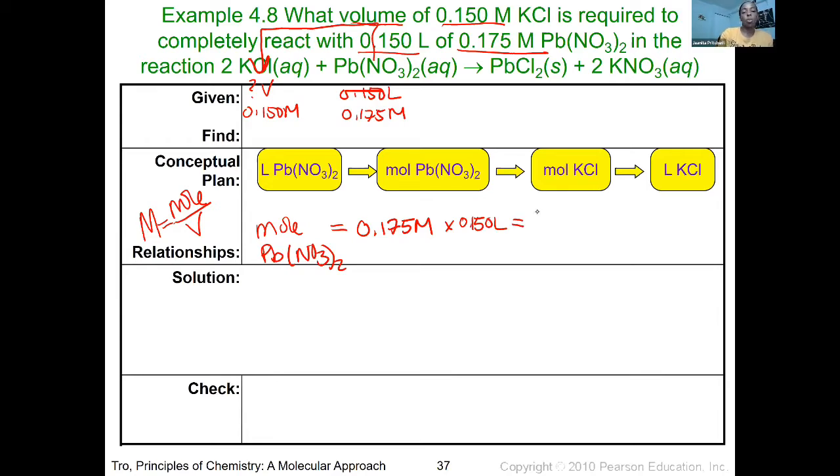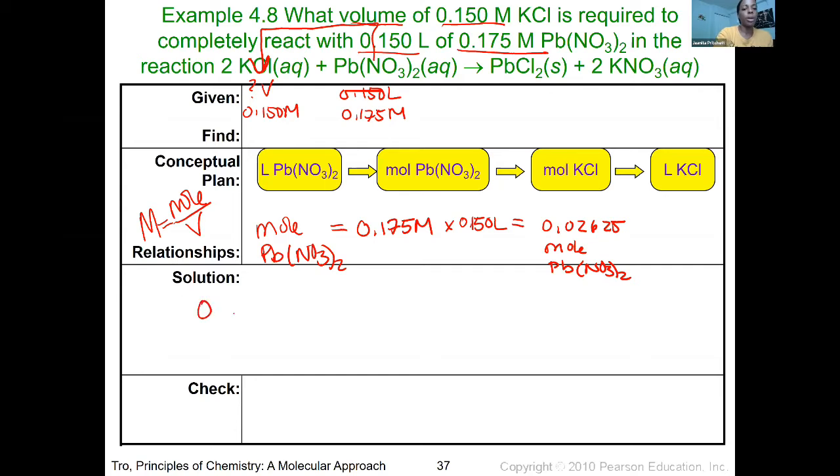And you can string this into one long stoichiometric step, by all means do. But if you like to piece it out, that's fine as well. So you can do 0.02625. Again, that would round to 0.0263 because of sig figs. After you have your mole amount, we then get ready to convert from mole to moles.